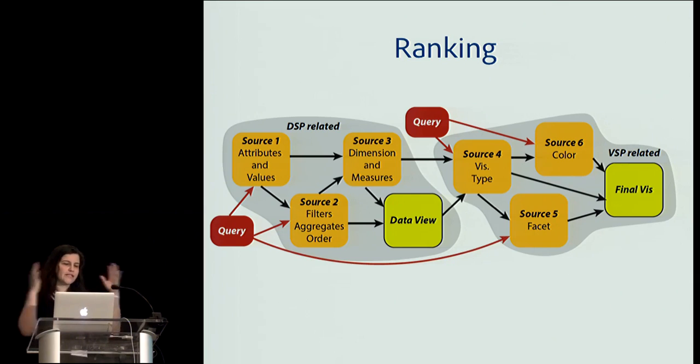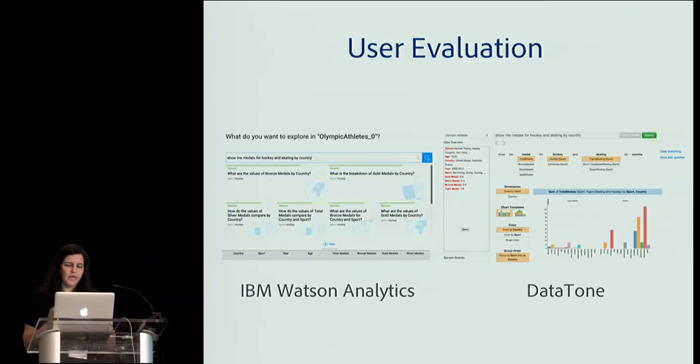But we have a nice description of the ambiguity space in the paper, where we break out all these different sources of ambiguity and how we address each one. I really encourage you to look at the paper for more detail and really dive into the details. So to evaluate DataTone, we compared it against IBM's Watson Analytics.